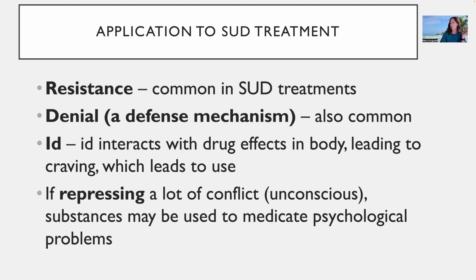The id is a concept which you can imagine relates to substance use disorder. The id would presumably interact with some of the drug effects in the body. That's going to lead to craving. Remember, the id is operating on this instinctual pleasure principle. I want what I want. I got to get it. And then that leads to kind of impulsive use.